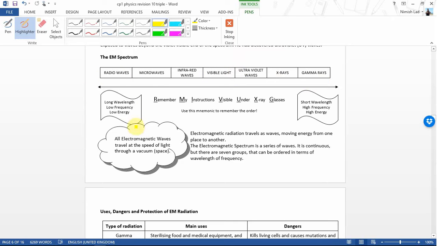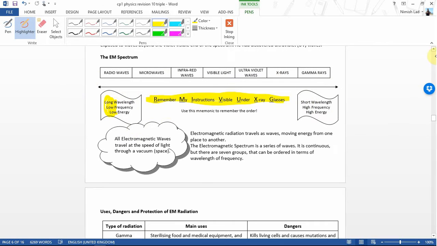To remember the order, just use this mnemonic here: Remember my instructions visible under X-ray glasses. Remember in the exam, they could get you to order them either way around. This end has a long wavelength, low frequency and low energy, so that's a bit of alliteration to help you out. This side has no alliteration, but that's a short wavelength, high frequency and high energy.